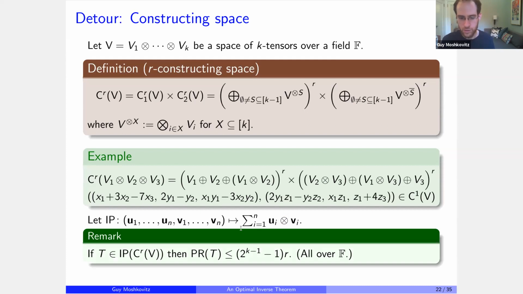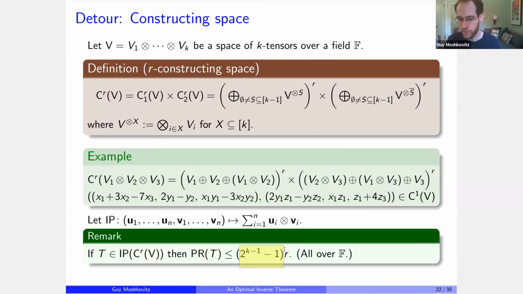So all of this is to say that, and we have this very kind of not deep remark, but still, if you can put your tensor in the image of this inner product map function applied on the R constructing space, then that immediately gives you a partition rank decomposition over the base field whose length, the number of summands, is R times a constant.